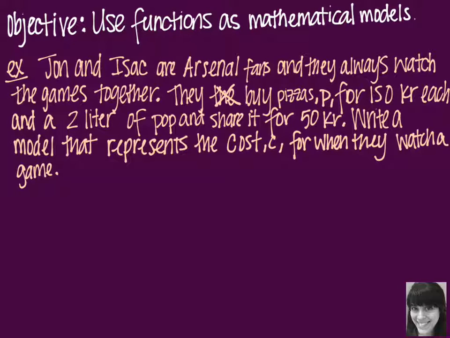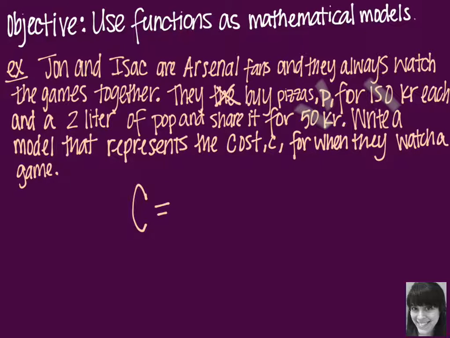Okay, so again, I'm going to go through and highlight things that I need to have, right? So, P is the number of pizzas they buy, and each of them are 150 kroner. They also get a 2-liter of pop, but do I need that too? No. What I care about is how much it costs, right? So, the 2-liter of pop is 50 kroner, and they only get one because they share it between them. Okay? We're going to write a model that represents the cost. So the cost is my output. Okay?